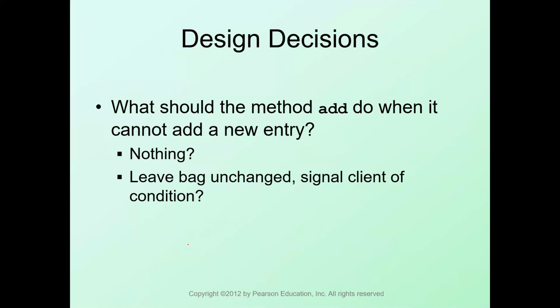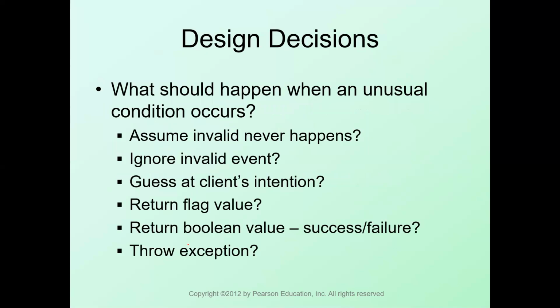You could just not change the bag, but maybe signal somehow that the bag can't do that anymore. A common way of signaling that situation would be an exception. In general, you have to think about, for all of your operations on a bag or methods that you're going to write, what are you going to do when some unusual situation happens? These are things that programmers have to wrestle with when they're actually writing code.